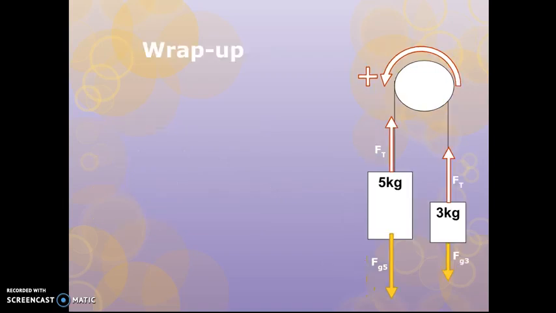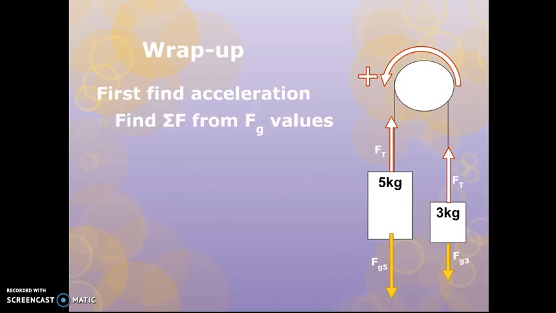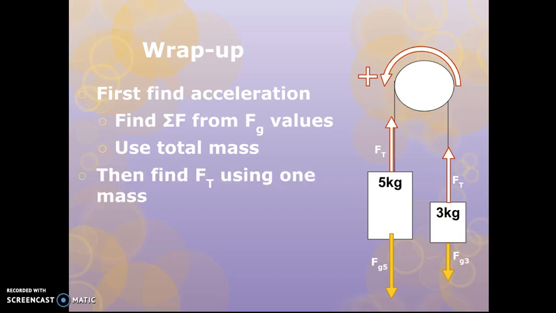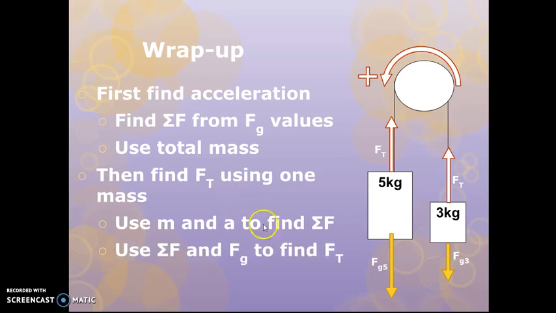To summarize, to solve pulley problems, you first want to find the acceleration. To do that, you find the net force on both by using the force of gravity values only. The tension forces are internal to the system. Make sure you use the total mass. Once you have the acceleration of the whole system, apply it to one side to find your force of tension. Use one mass and the acceleration to find the net force on one side, and then write your net force expression to find the force of tension.